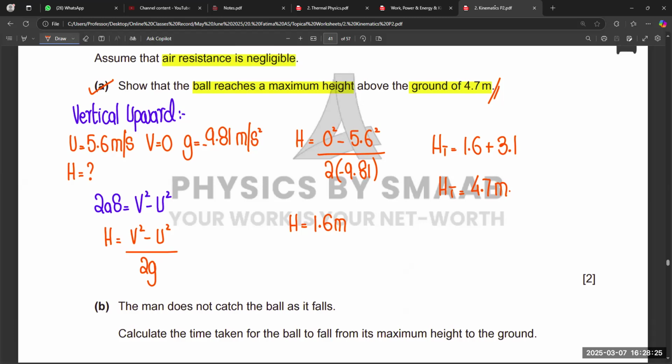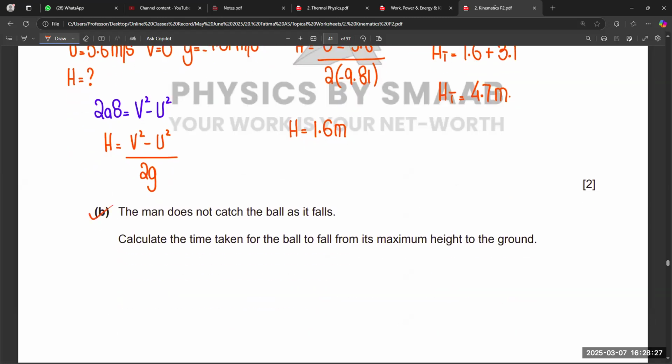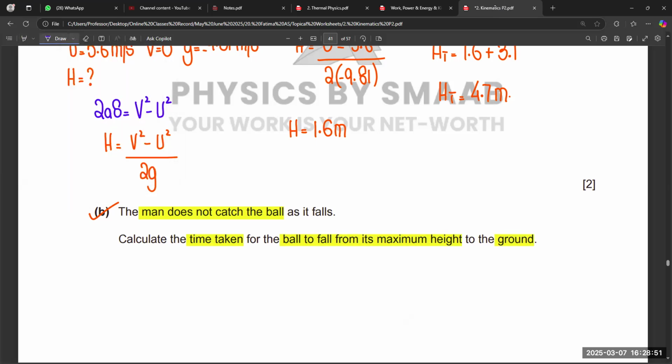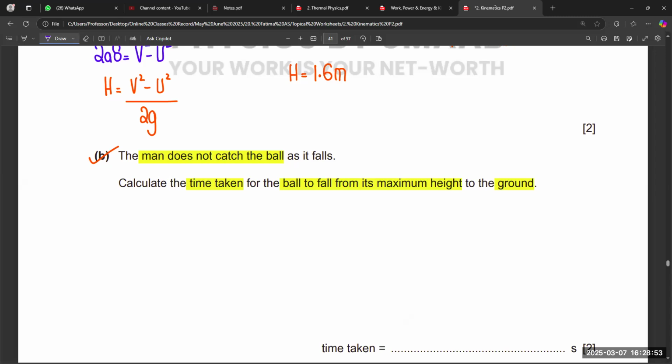And in the second part, the man does not catch the ball as it falls. So basically when the ball falls in downward direction, the man is not able to catch that ball. So now the ball moves towards the ground. Calculate the time taken for the ball to fall from its maximum height to the ground. It means we are talking about downward motion.